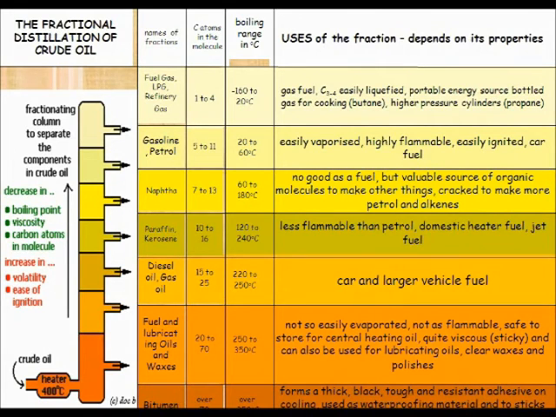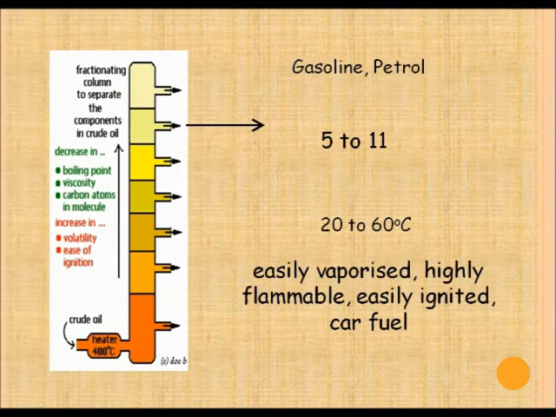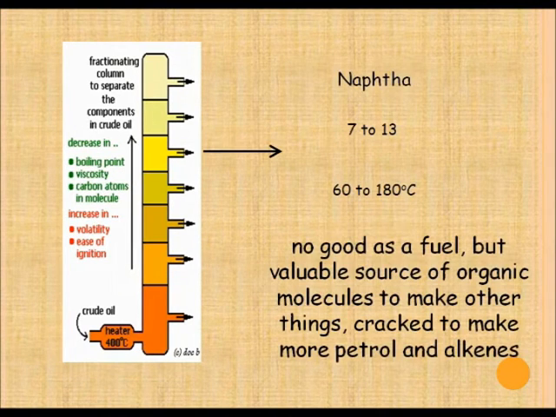Here this graph shows some general information about the different things that evaporate at different boiling points during this process. Fuel gas, LPG, refinery gas. It has 1 to 4 carbon atoms and its boiling point is below 20 degrees. Gas fuel contains 3 to 4, easily liquefied, portable energy source, bottled gas for cooking, higher pressure cylinders. Now gasoline, it has 5 to 11 carbon atoms and boiling point of 20 to 60 degrees centigrade, and it is easily vaporized, highly flammable, easily ignited car fuel.